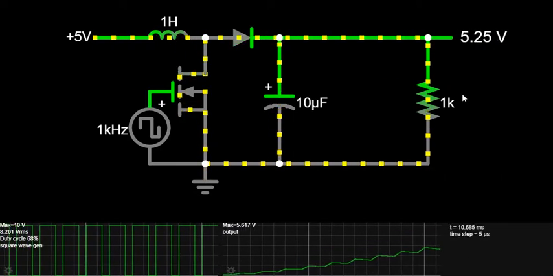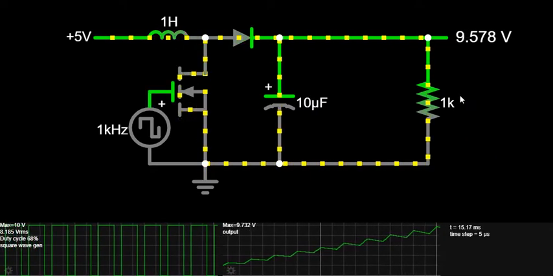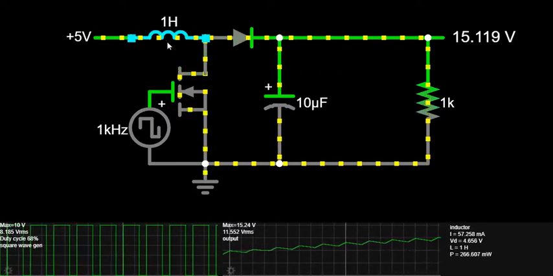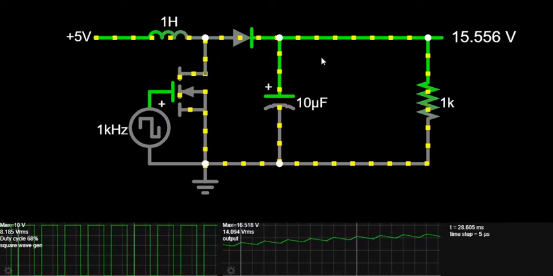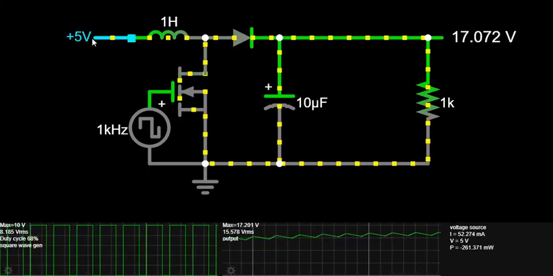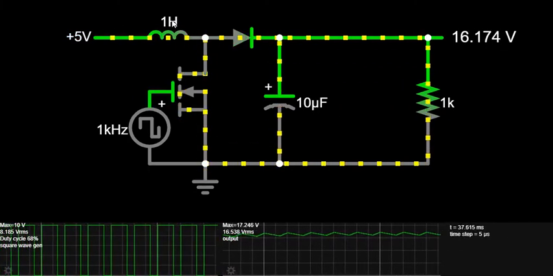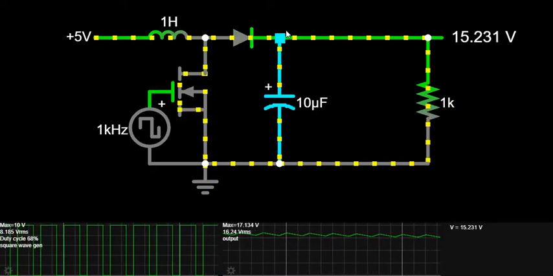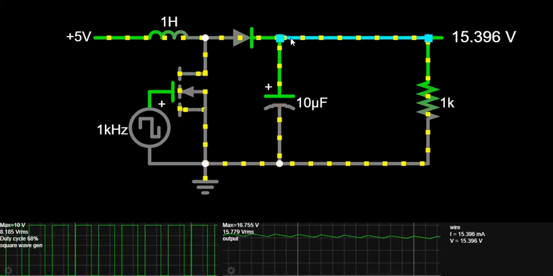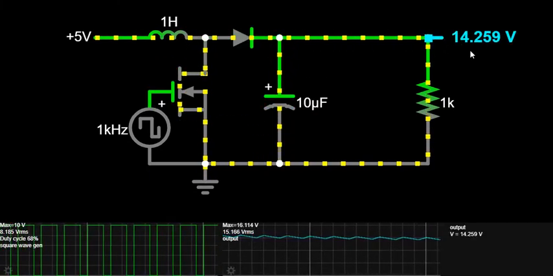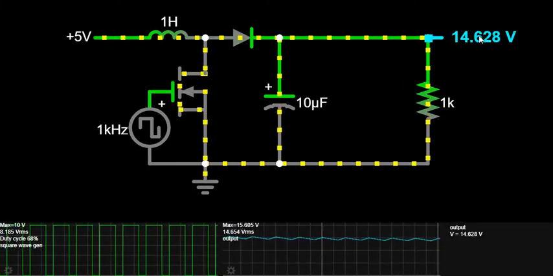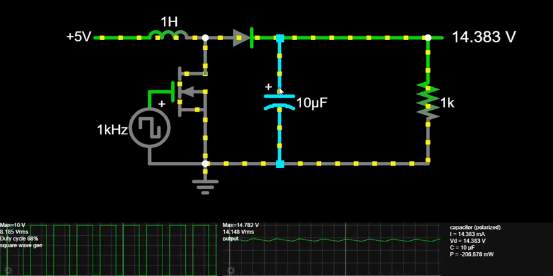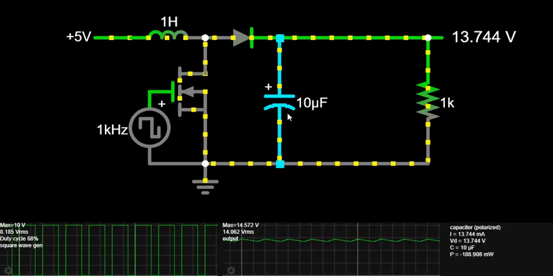So in this condition we will get more output than input when the MOSFET is off, because we get the input voltage plus the inductor stored energy minus the diode drop here, and this voltage will charge the capacitor and will also be available at the output. You can see here the capacitor is charging and discharging. You can see the current like this.